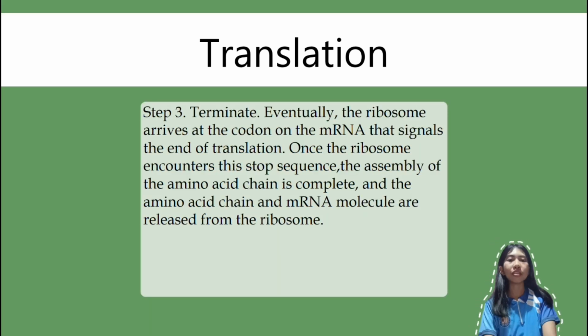The last step is the termination. Eventually, the ribosome arrives at the codon on the mRNA that signals the end of translation. Once the ribosome encounters this stop sequence, the assembly of the amino acid chain is complete, and the amino acid chain and mRNA molecule are released from the ribosome. Remember, our stop codons are UAA, UAG, and UGA. This is where the termination occurs.